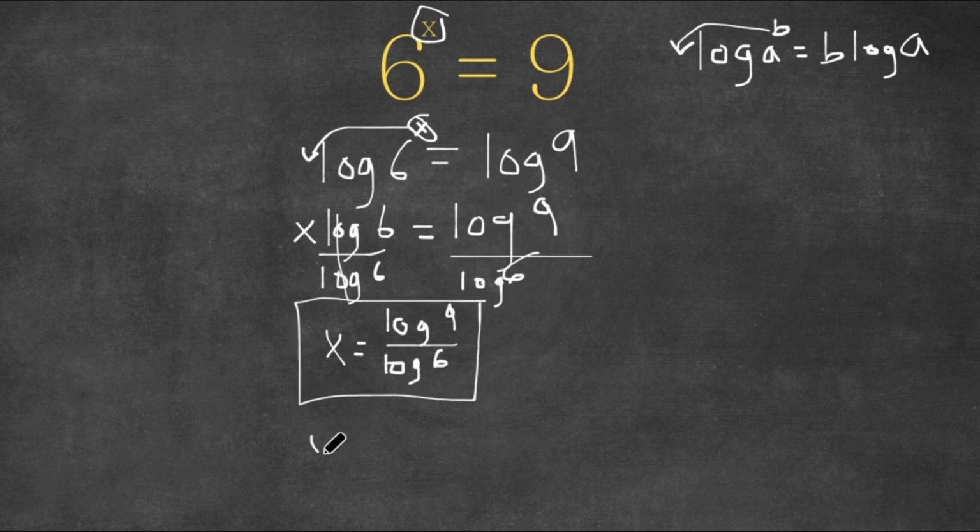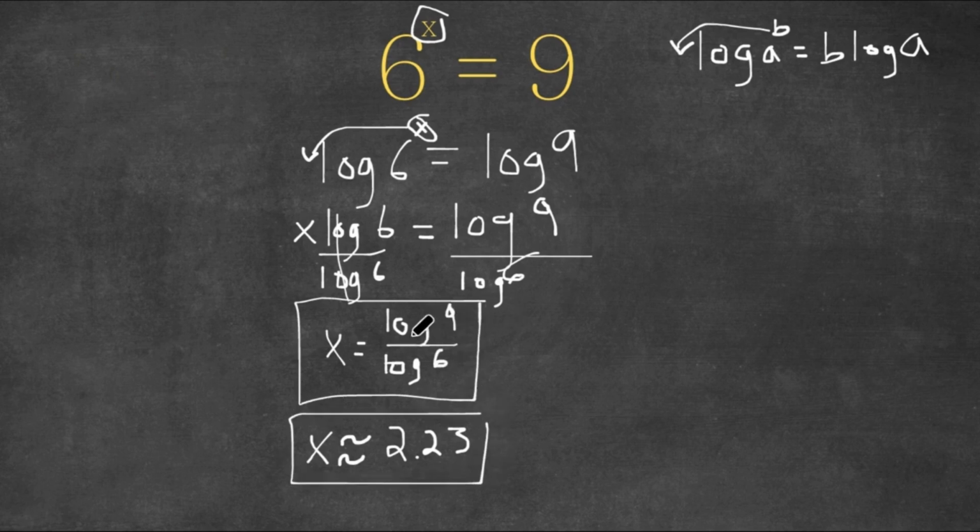However, we still have to write this as an approximated answer. And to do that, we're going to use a calculator. So if I plug this in my calculator, x is approximately 2.23. And there's no way you can actually do this using paper and pencil. You really have to use a calculator to do this. So our exact answer is x equals log 9 over log 6, and our approximate answer is x is approximately 2.23.